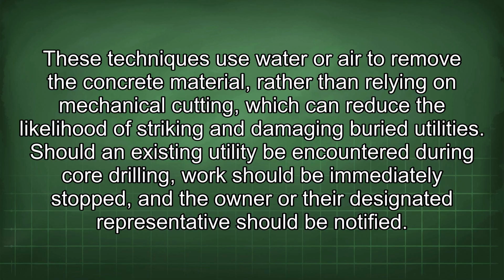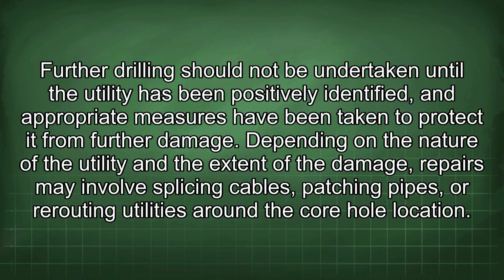Should an existing utility be encountered during core drilling, work should be immediately stopped, and the owner or the designated representative should be notified. Further drilling should not be undertaken until the utility has been positively identified and appropriate measures have been taken to protect it from further damage. Depending on the nature of the utility and the extent of the damage, repairs may involve splicing cables, patching pipes, or rerouting utilities around the core hole location.